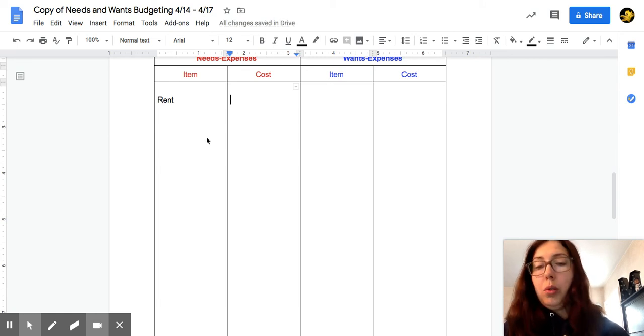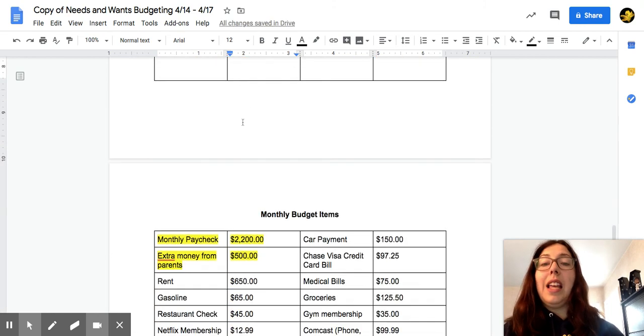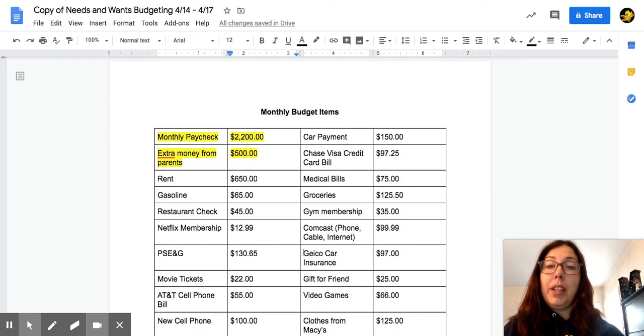You can use the dollar sign, or you don't have to use the dollar sign. But you do need to make sure you're using the decimal point, because although our rent has no cents, there are some things on here that have cents. If you are not sure what something is, you can Google it.